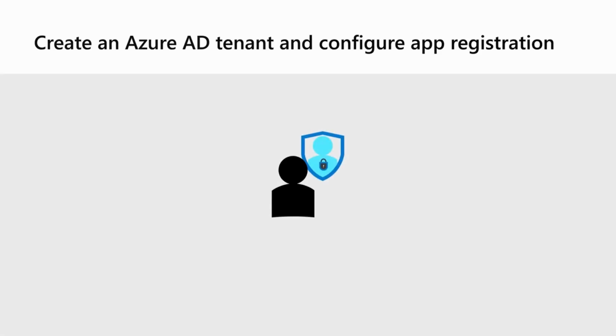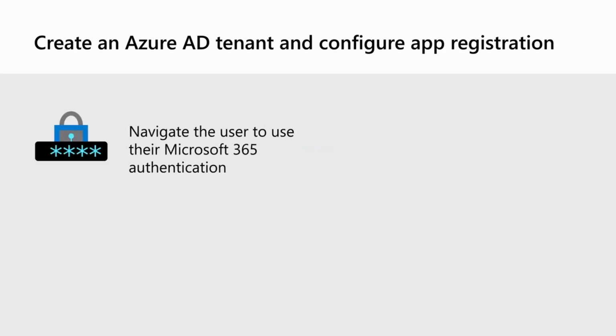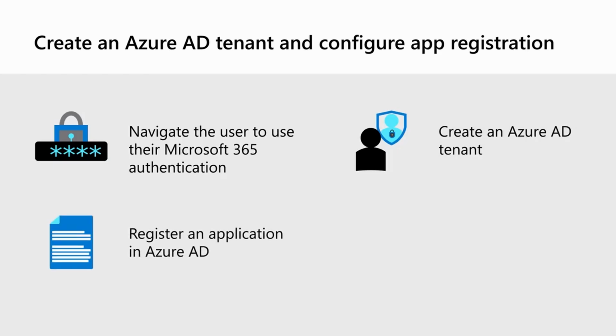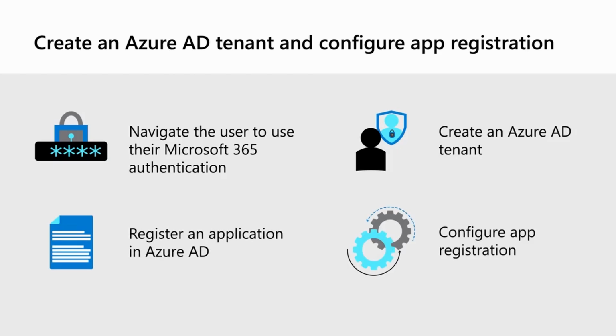Then you learned to create an Azure AD tenant and configure app registration, where you learned the steps that enable users to authenticate their apps using their authentication for Microsoft 365. To do so, you should first create an Azure AD tenant using the Azure portal, register the application in Azure AD, and then configure the app registration. Then, you had an opportunity to reinforce the theoretical aspects of app registration via the engaging, hands-on exercise.